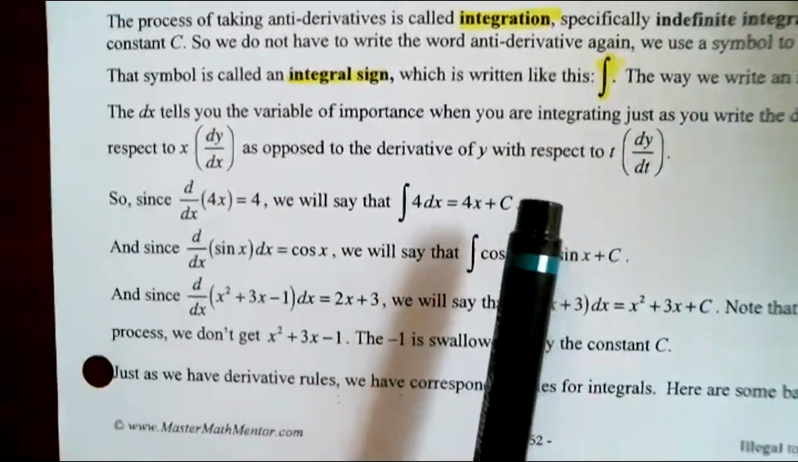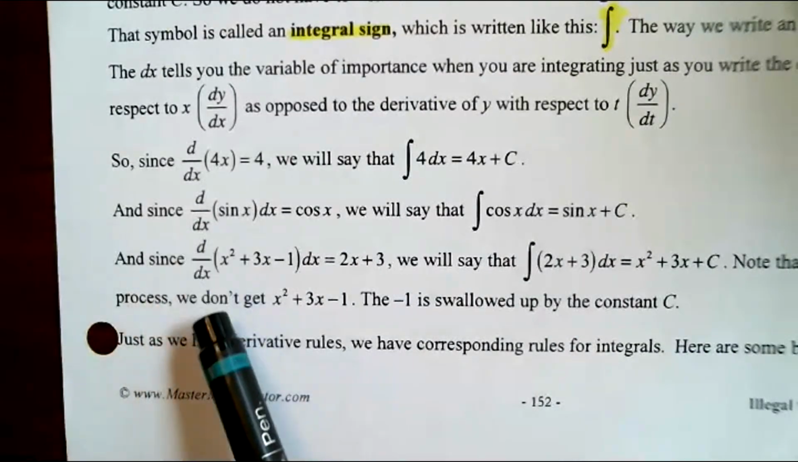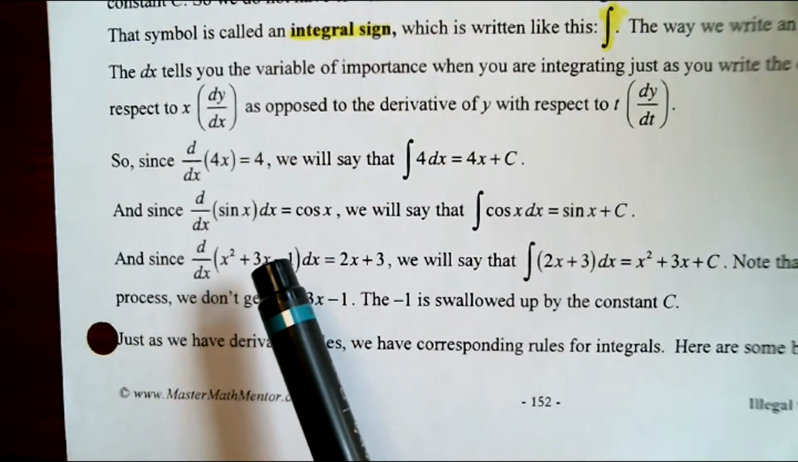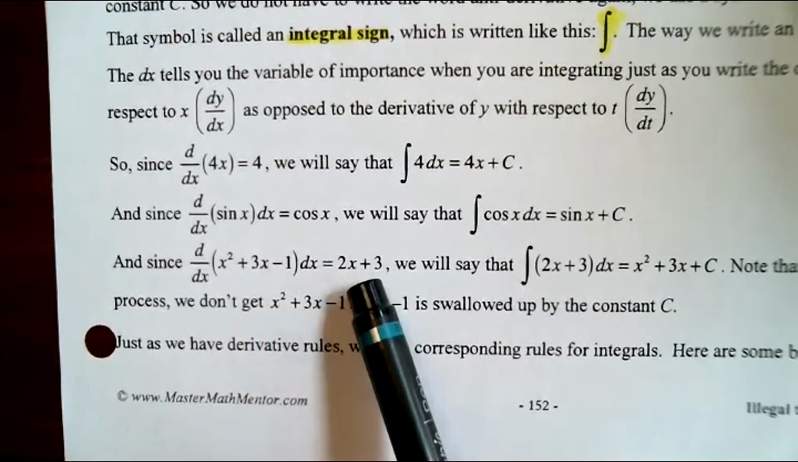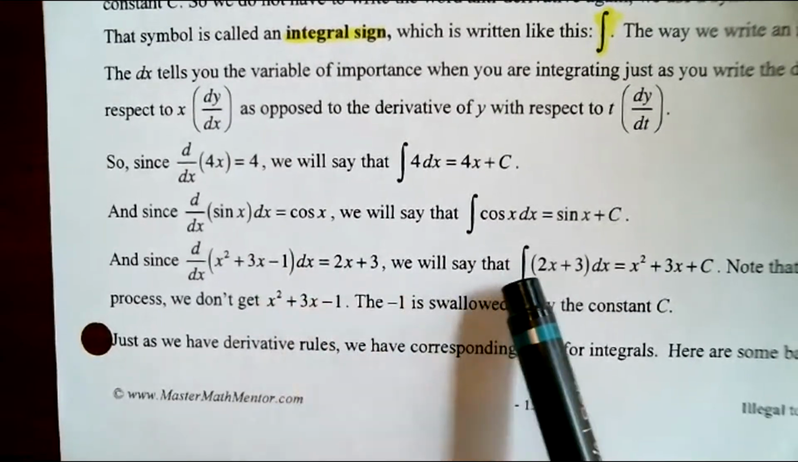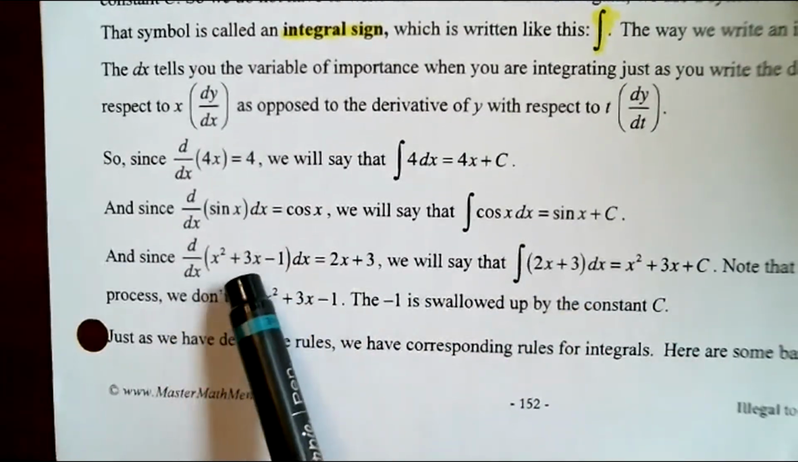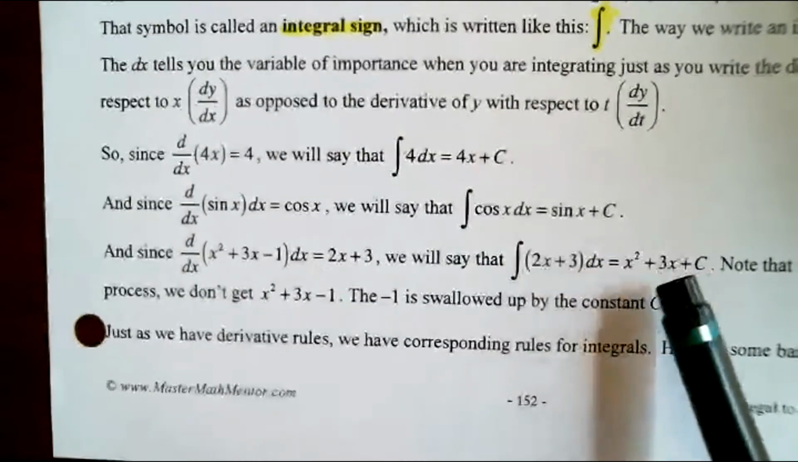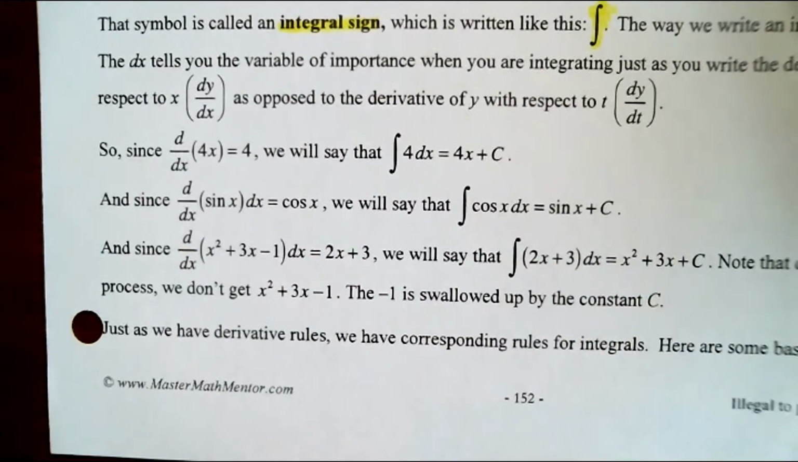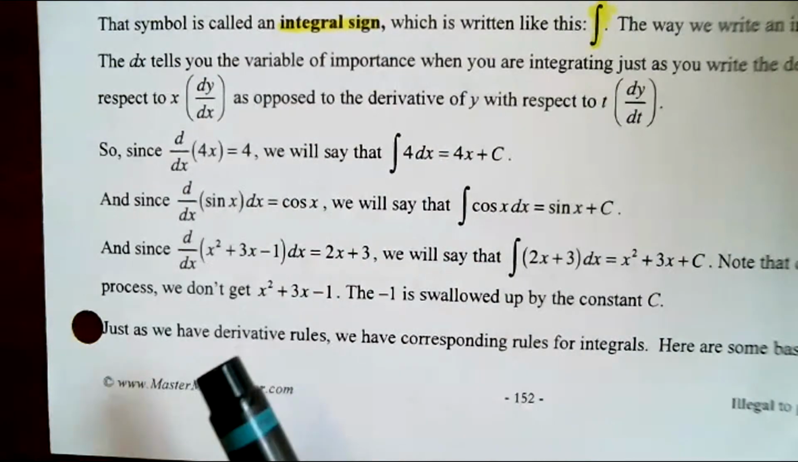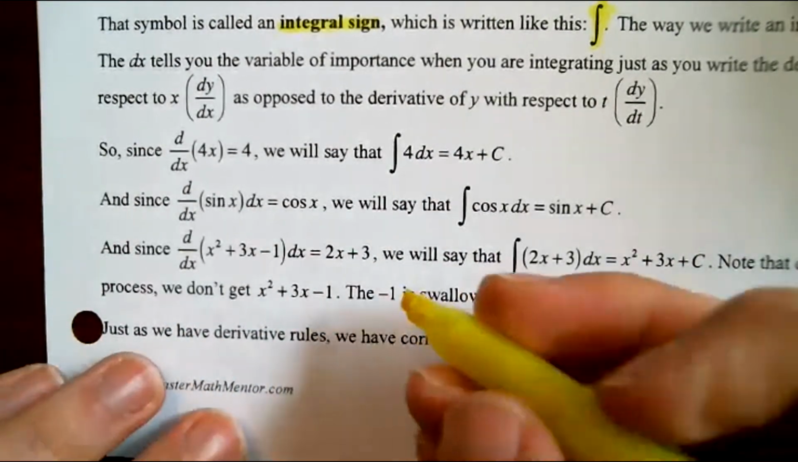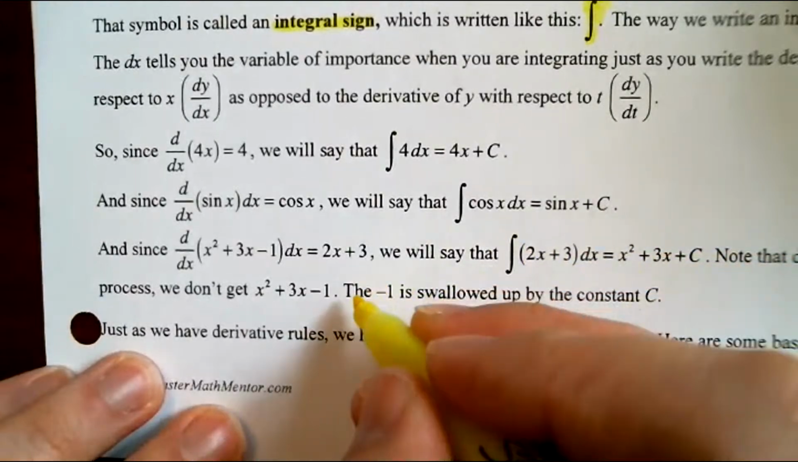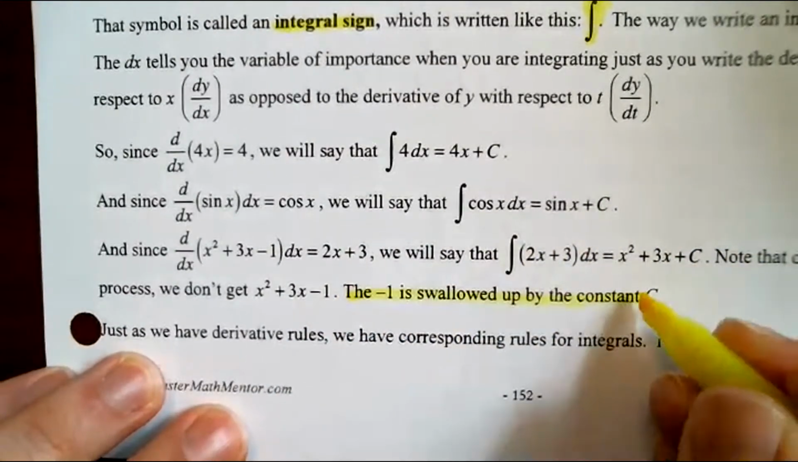All right? And since the derivative of x squared plus 3x minus 1 with respect to x is equal to 2x plus 3, then therefore the integral of 2x plus 3 has to be equal to the polynomial x squared plus 3x plus c. Note that during the integral process, we don't get x squared plus 3x minus 1. The negative 1 is swallowed up by the constant c.